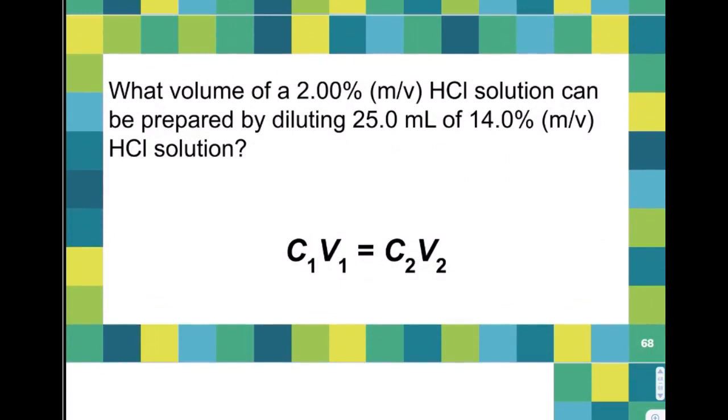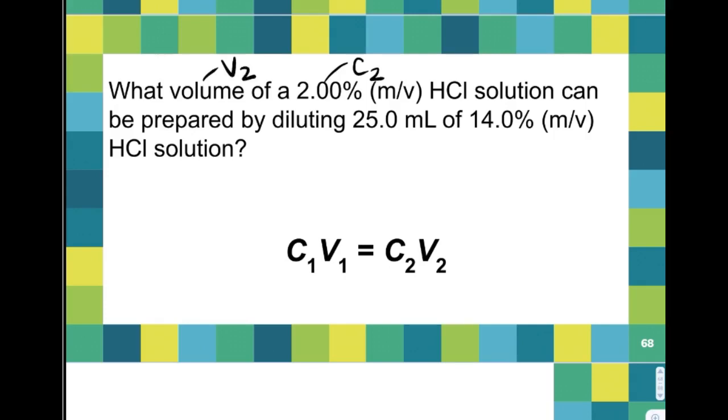So why don't you try using a percentage? As long as it's the same unit, don't worry about changing it into a conversion factor. Just use it. It'll cancel out. So pause and work on this one. What volume of a 2% mass volume HCl solution can be prepared by diluting 25 milliliters of 14%? And so what volume of this is being prepared? We're looking at a C2. This is my new, and I want to know what the V2 that goes with it is.